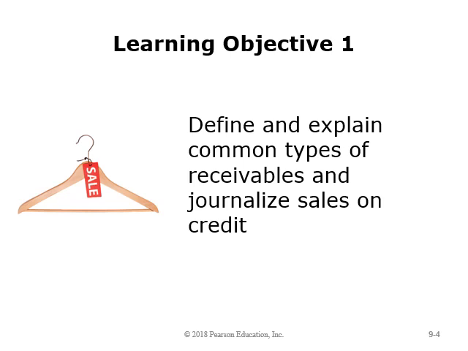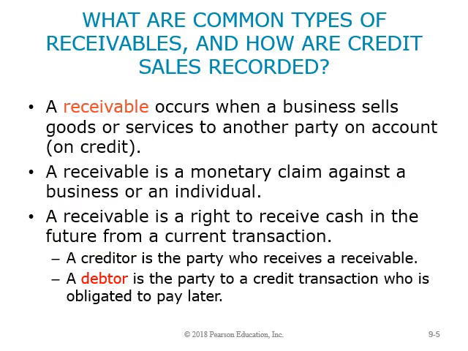So our first learning objective, we are going to define and explain common types of receivables and journalize sales on credit. I will point out that a lot of this is going to be some review. We've already journalized sales on credit before. Simply what we mean by on credit is like we purchased or sold something on account. So we'll be going over that a little bit more in depth and looking at a couple of different ways that we're going to deal with those different sales.